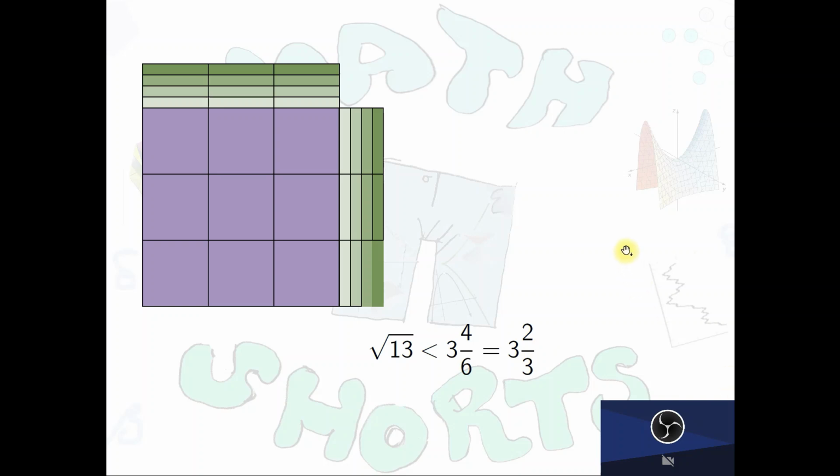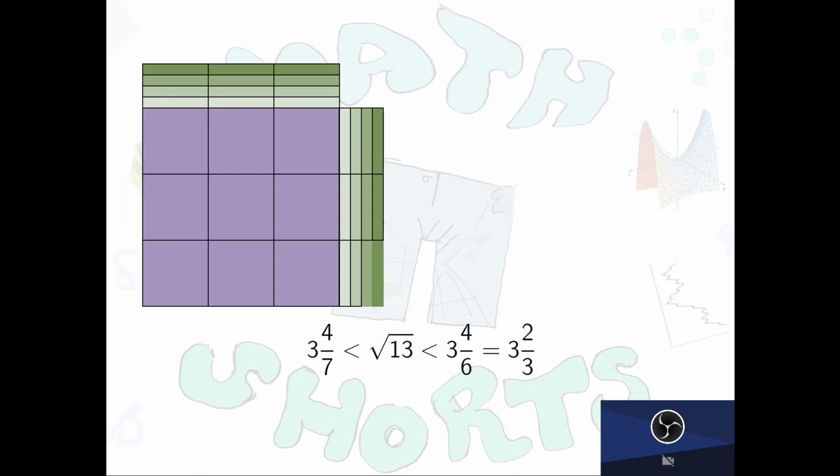But if we did the same thing as before and say, well, if I cut it into 6 pieces, I'm not going to have enough. But if I cut it into 7, so that each of these strips I had 1 more, well, I'd have more than enough. So even though the square root of 13 is less than 3 and 4/6, it's going to be bigger than 3 and 4/7.